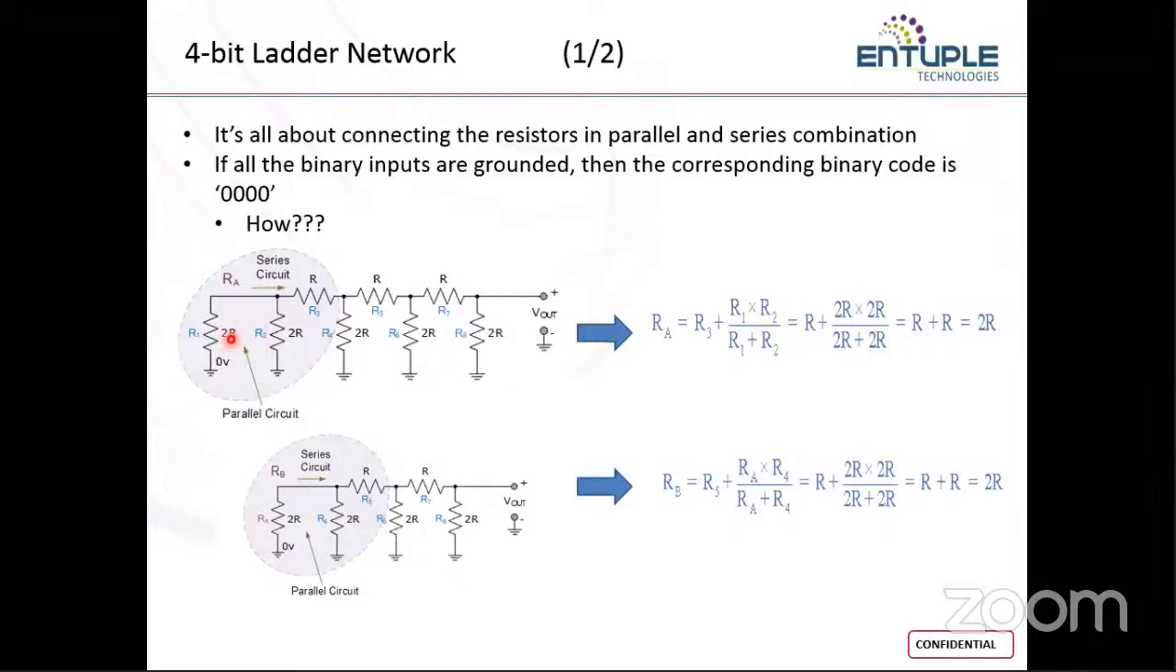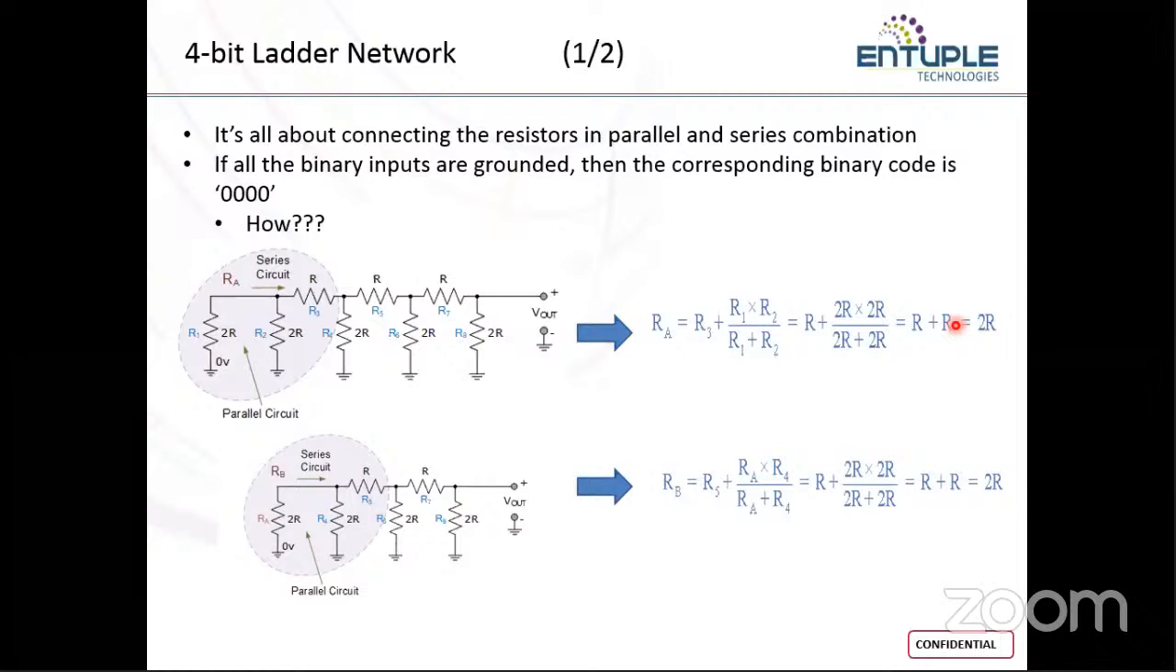We get an equivalent resistance for this. And then this resistor is going to be in series, so we can apply the voltage divider rule. So this is R3, this is R1 and R2. R3 plus this resistor is going to be in series with an equivalent resistance. So R3 plus R1 R2 divided by R1 plus R2. So we get the value of those resistances, and it is equal to 2R. So this is totally about connecting the resistors in parallel and series combination.